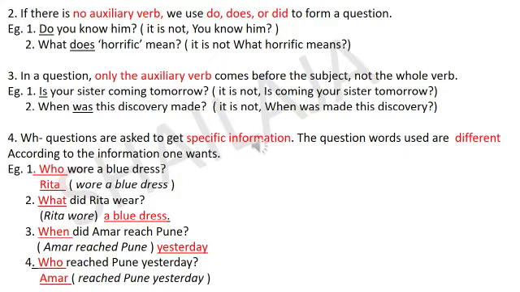Did you understand, children? Next, what did Rita wear? A blue dress. That is the correct answer to the question what. When did Amar reach Pune? Amar reached Pune yesterday. It's telling you about the time. When? Yesterday. Who reached Pune yesterday, children? Amar reached Pune yesterday. So Amar is the right answer to the question who. Clear, children?